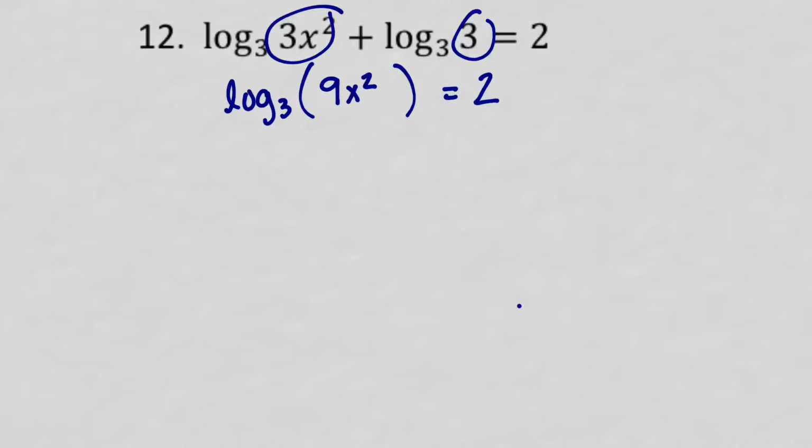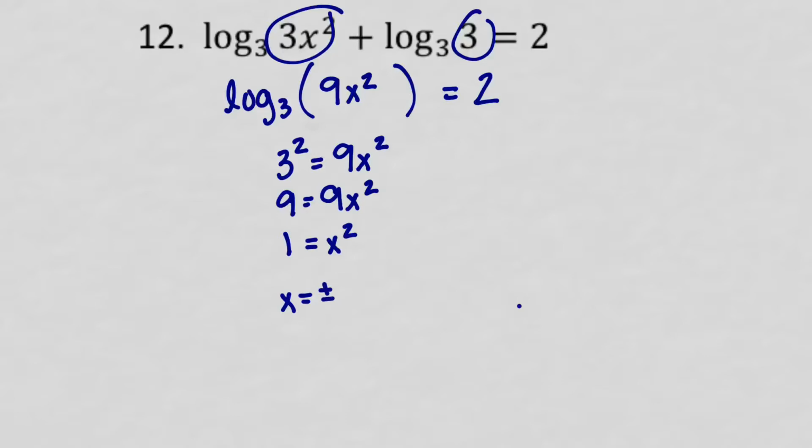All right, my x squared is inside my log, so to get it out of the log, I need to change it to exponential form. So 3 squared equals 9x squared. I have to square that 3, I get 9. To get x squared by itself, I divide by 9. And I still have x squared, so I have to square root both sides. Whenever we do that, we get a plus and minus. So in this case, x is going to be plus and minus 1. So I actually get a positive 1 and a negative 1 as my answer.